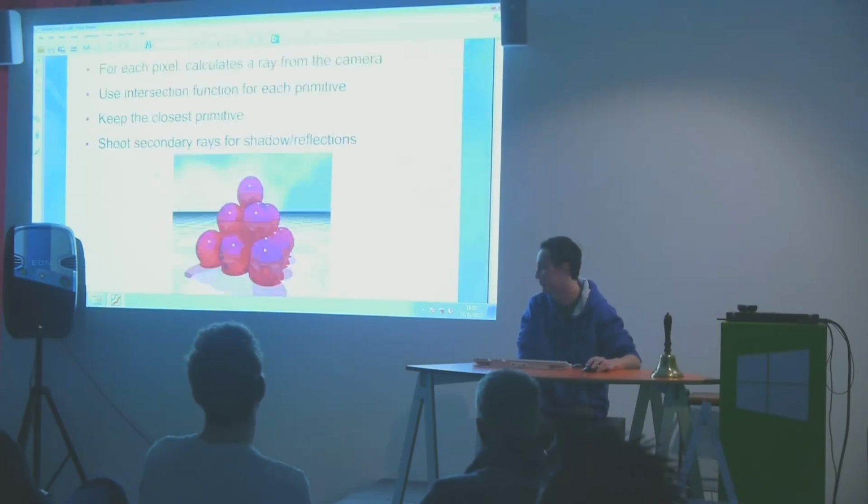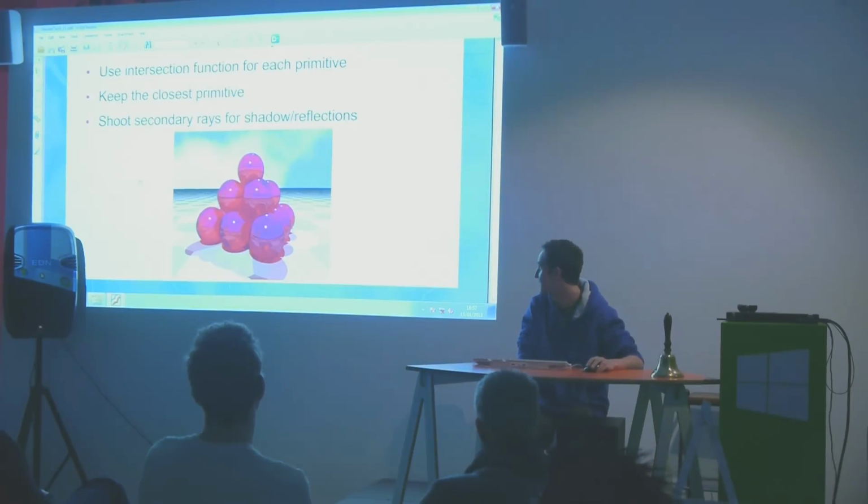And of course, the big problem with ray tracing is it can become pretty slow very fast, because if you want quite high quality pictures, you're going to need to shoot several rays for shadows, several rays for reflection, and reflect again, then you have refraction, so it can become really, really expensive.